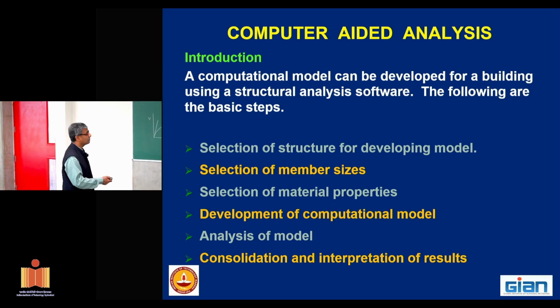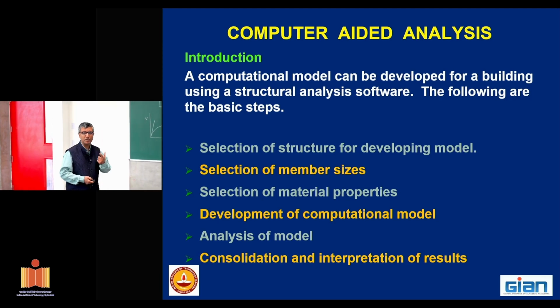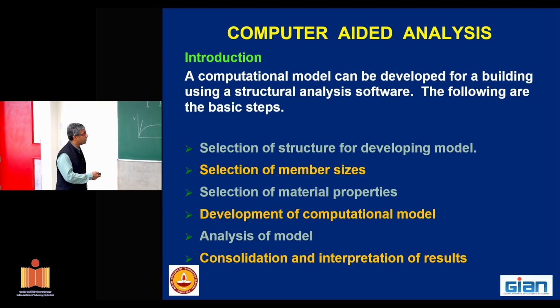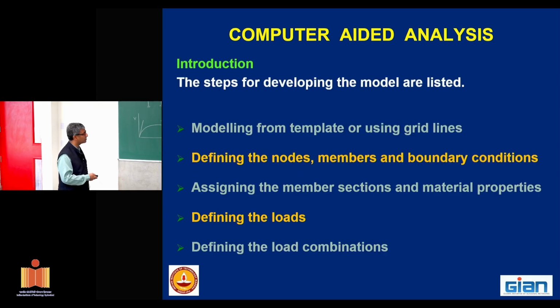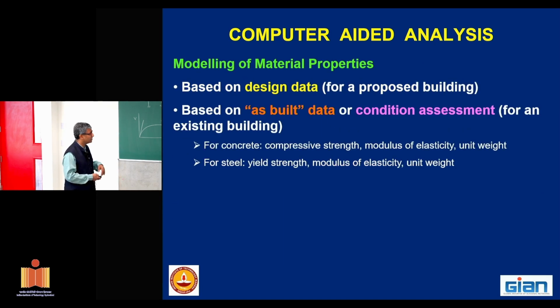Select member sizes. Typically you select the member sizes based on gravity load criteria. Select the material properties based on what the contractor will be able to supply to you. Once you develop the computational model, you analyze, consolidate and interpret the results. There are certain ways to develop the models. Typically these days, the software gives you certain templates to start with, or you can start from the basic grid line. You have to define the nodes, member sections, boundary conditions, loads, and the load combinations. I will skip these details.